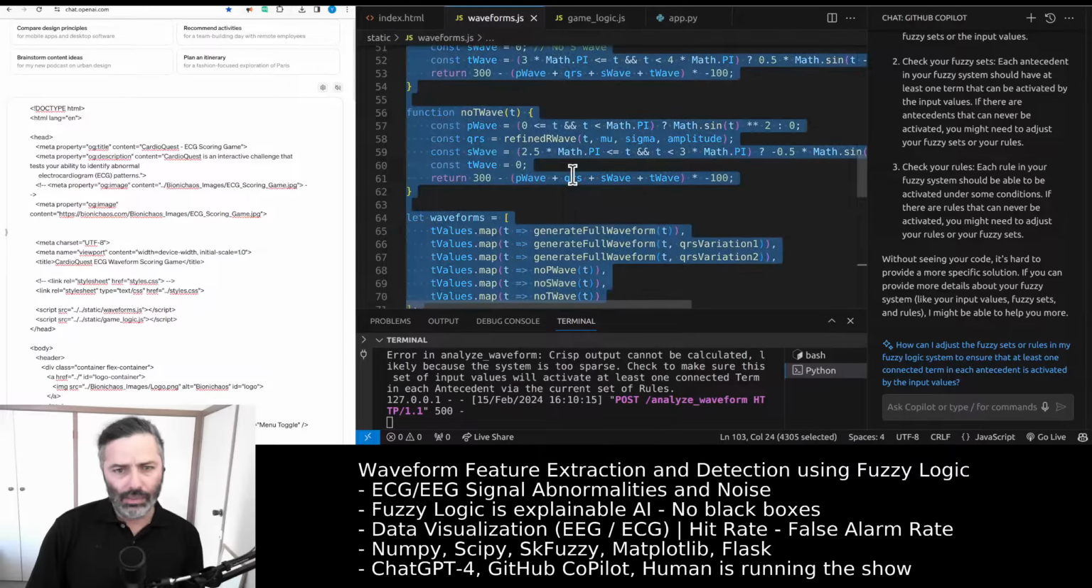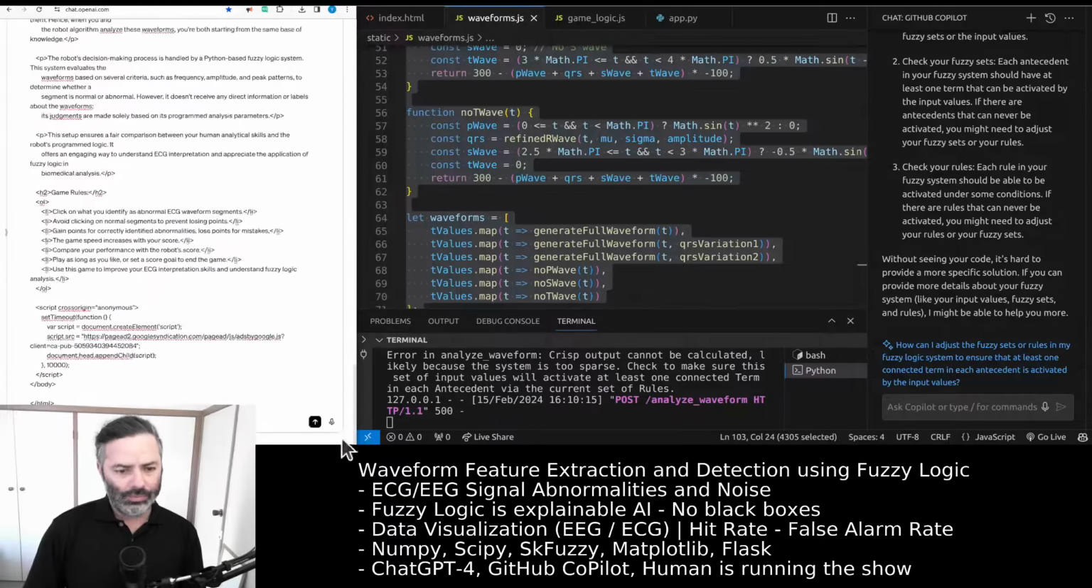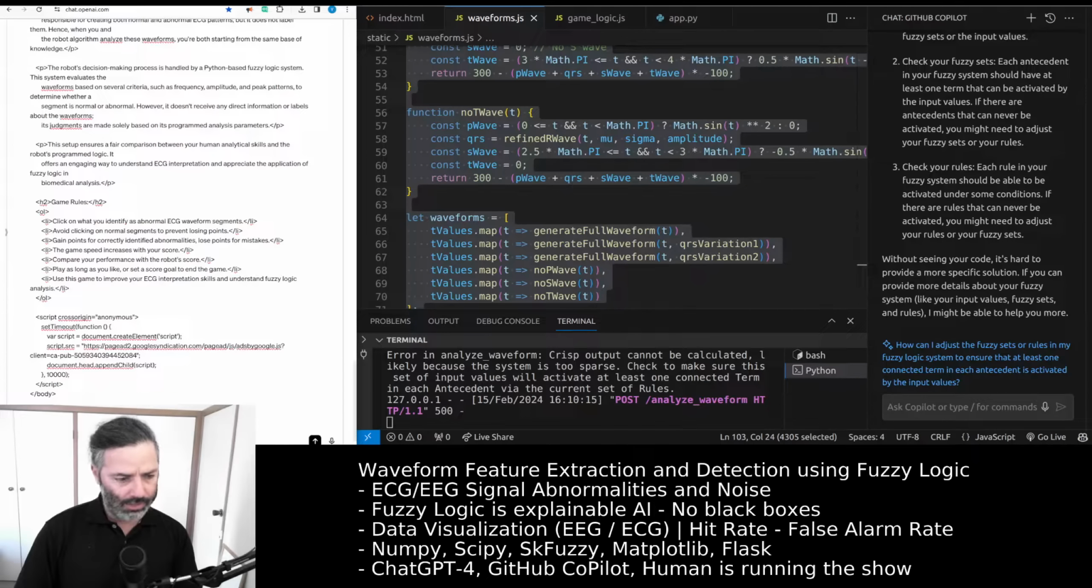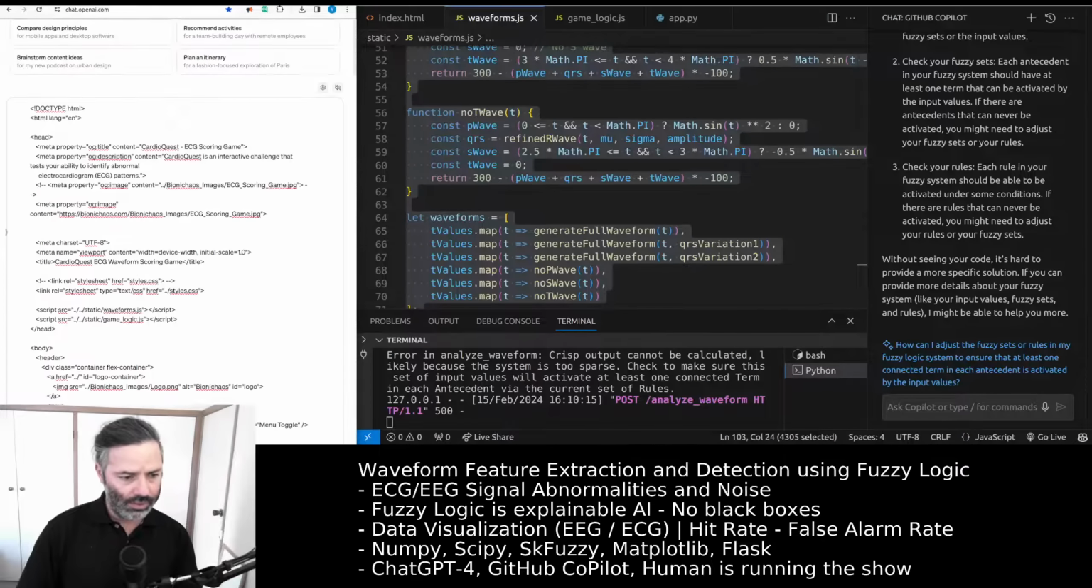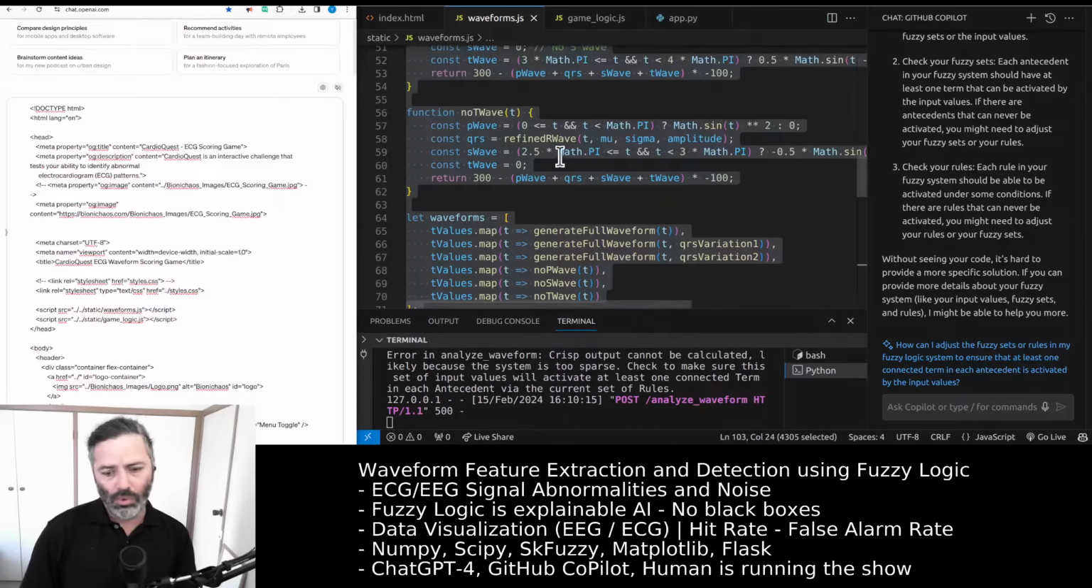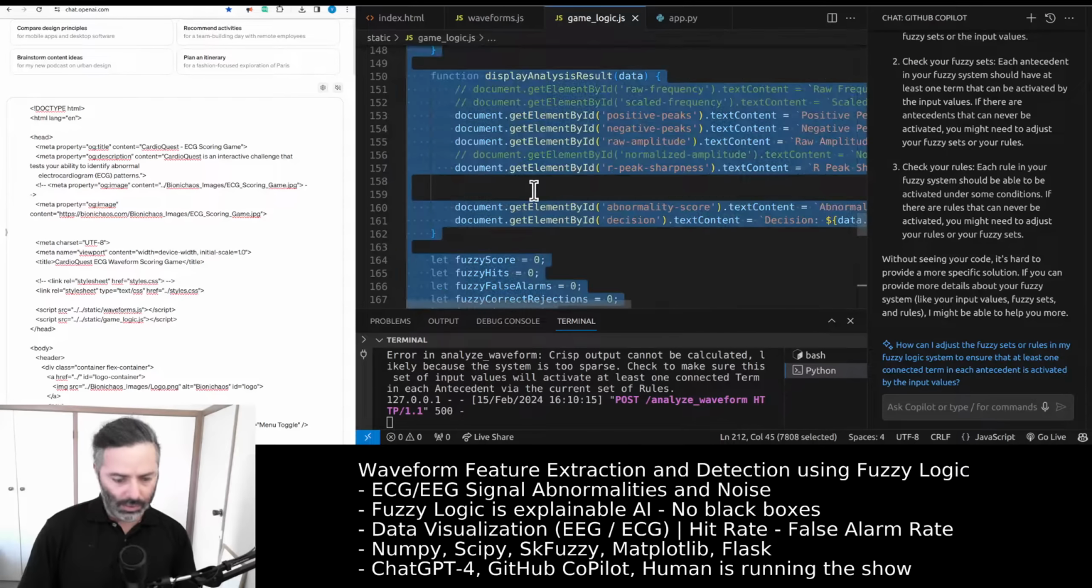And later we might be adding more examples as we go. So that's another thing. You can either increase noise and see how the algorithm's performance drops, or you could add more waveform examples and see how it affects performance as well.